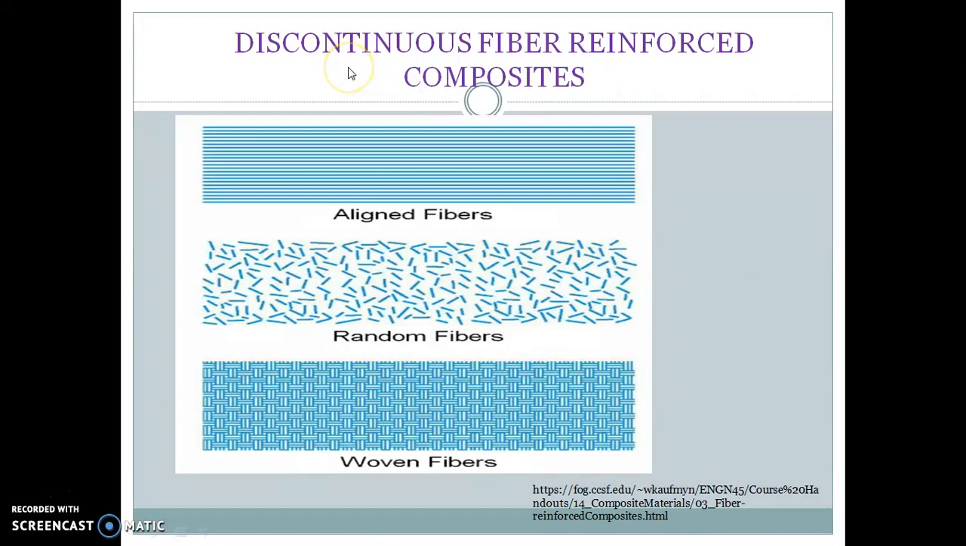Next comes discontinuous fiber reinforced composites. If the fibers are straight, those are called aligned fibers. If the fibers are aligned randomly, those are called random fibers. And if the fibers are woven like we weave cloth, such as sarees, that material is called woven fibers.